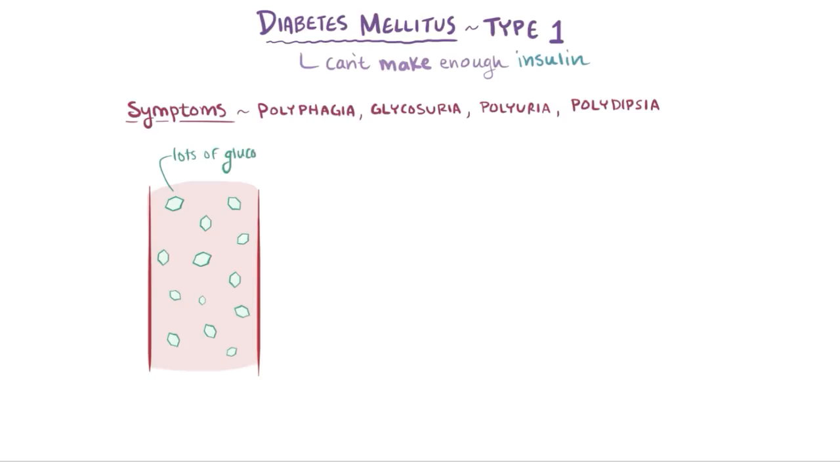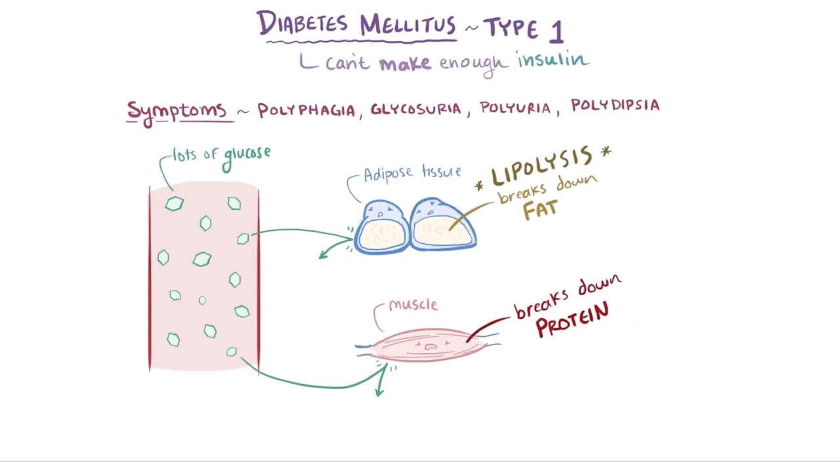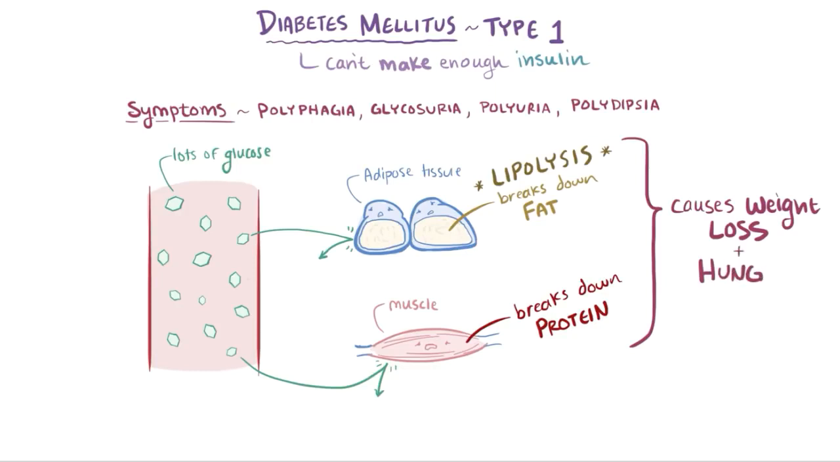Even though there's a lot of glucose in the blood, it cannot get into the cells, which leaves cells starved for energy. So in response, adipose tissue starts breaking down fat, called lipolysis, and muscle tissue starts breaking down proteins, both of which result in weight loss for someone with uncontrolled diabetes. This catabolic state leaves people feeling hungry, also known as polyphagia. Phasia means eating, and poly means a lot.